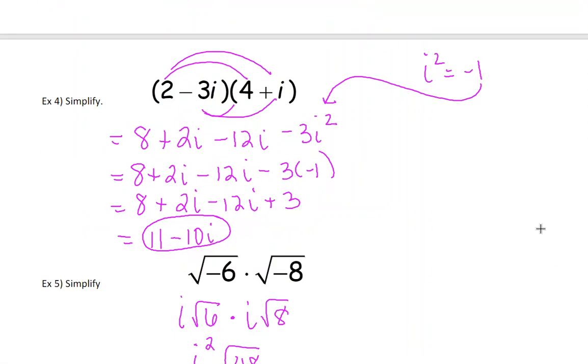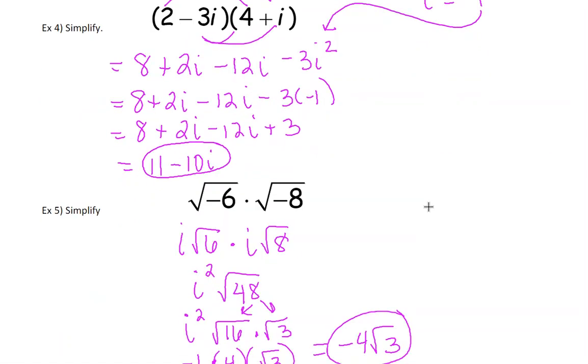Okay, if you take a look at example 4, you'll notice what I did is I just did the distributive property. I distributed just like I would if it was two normal binomials with x's. Then I noticed that I had an i squared, so I substituted in -1. That became a -3 times -1, which is a +3. And then I just combined my like terms. Notice I wrote it in the form a plus bi.